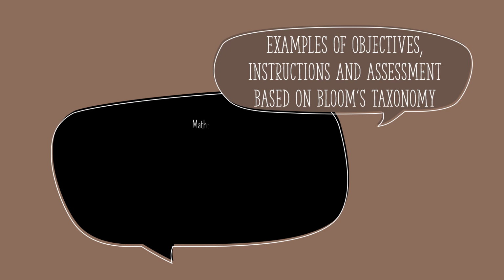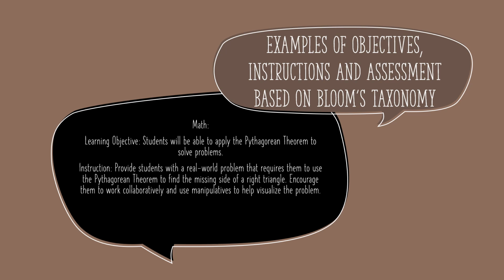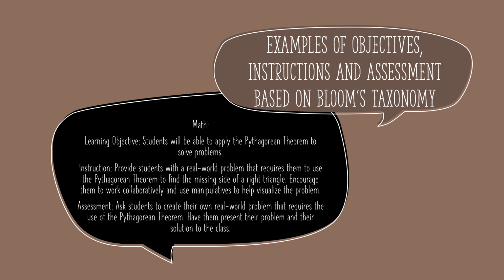So, first math. The learning objective could be: students will be able to apply the Pythagorean theorem to solve problems. Instruction could be to provide students with a real world problem that requires them to use the Pythagorean theorem to find the missing side of a right triangle, and encourage them to work collaboratively and use manipulatives to help visualize the problem. Assessment of this instruction can be done by asking students to create their own real-world problem that requires the use of the Pythagorean theorem, and have them present their problem and their solutions to the class.